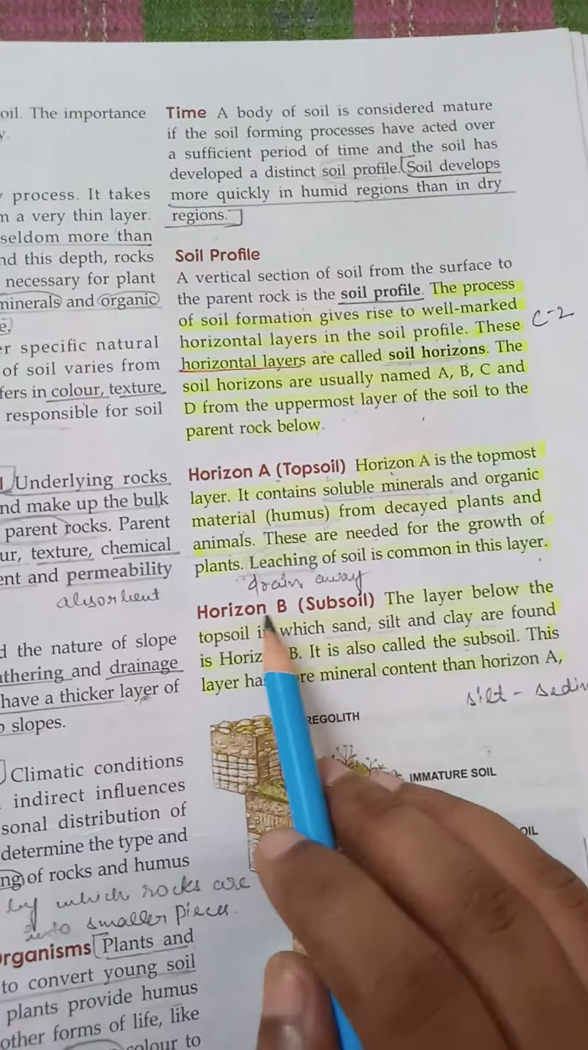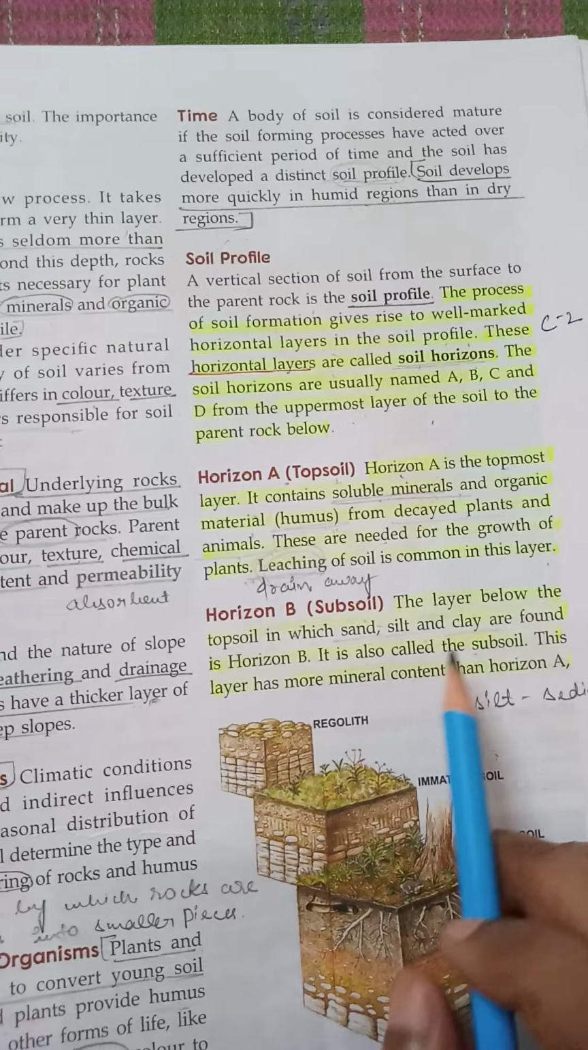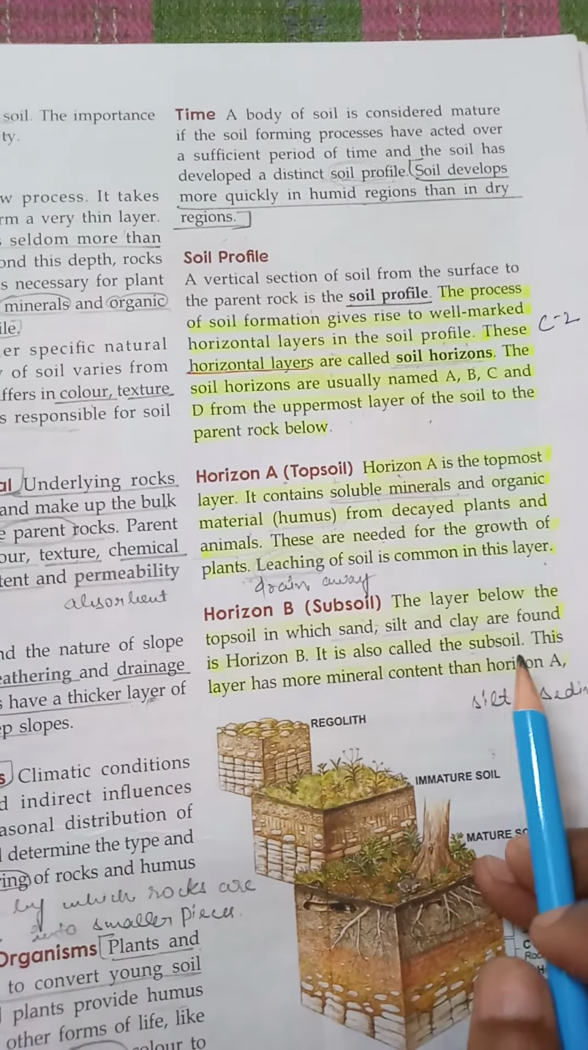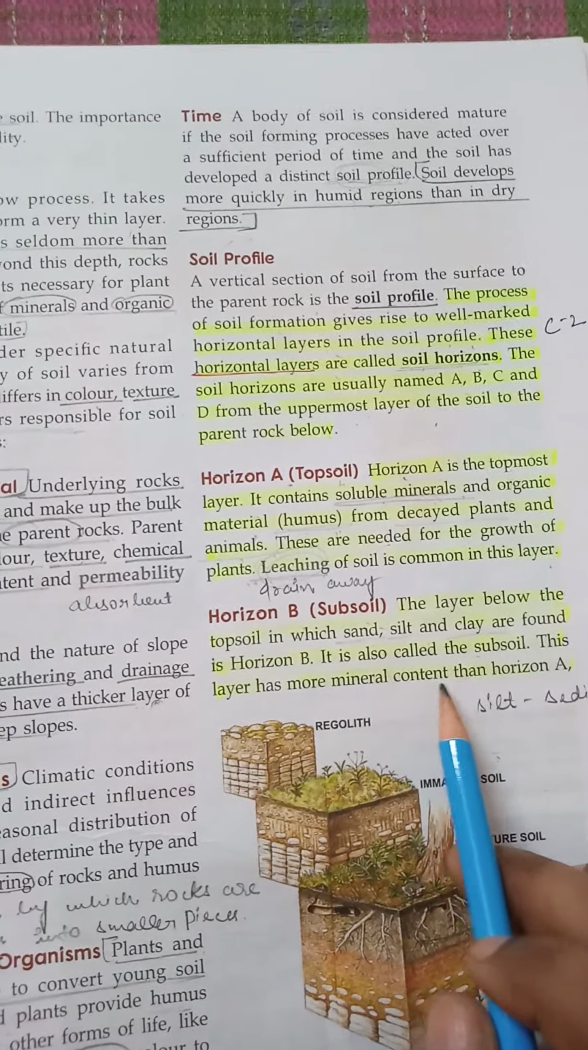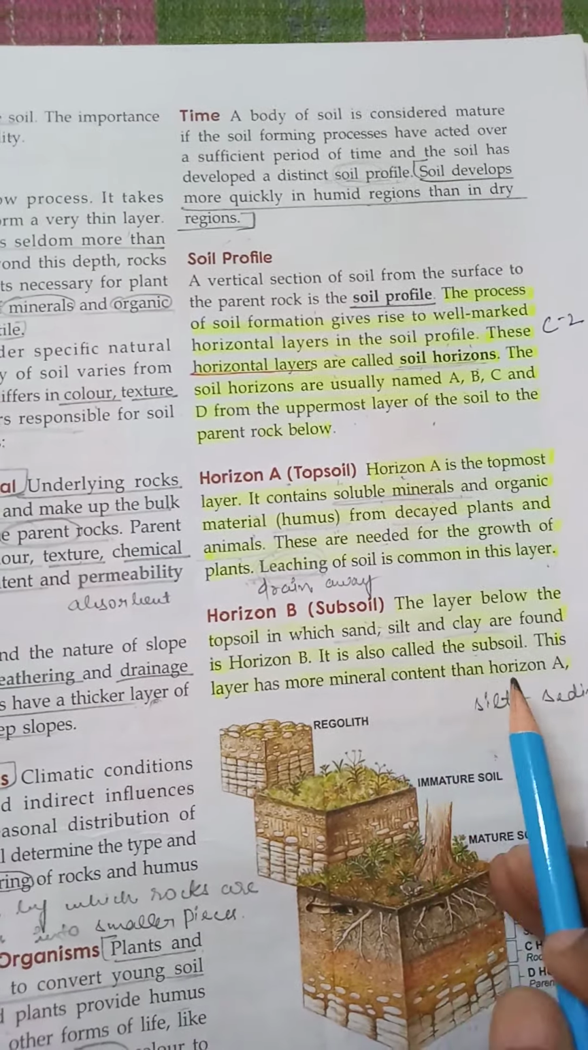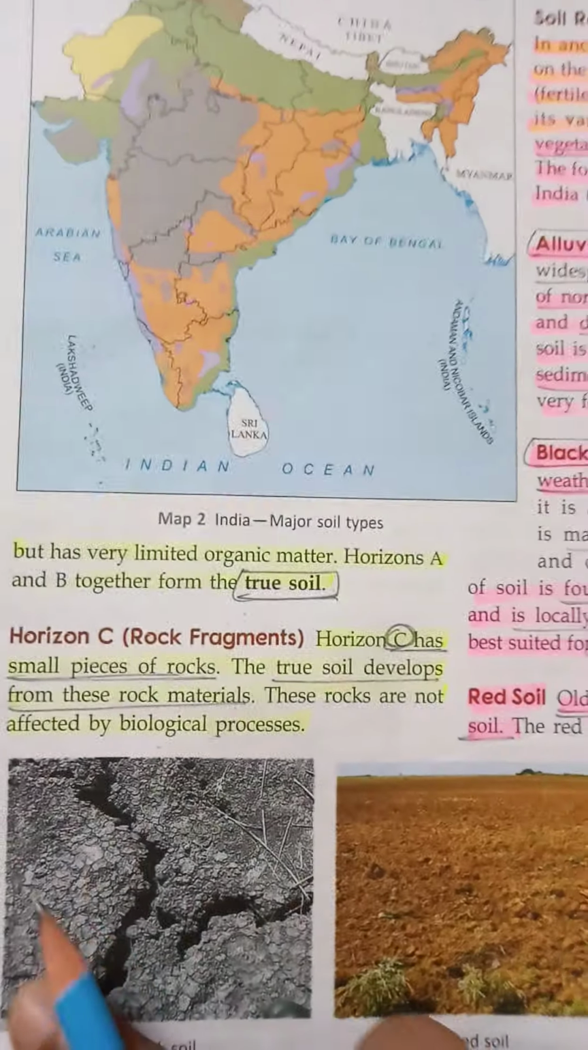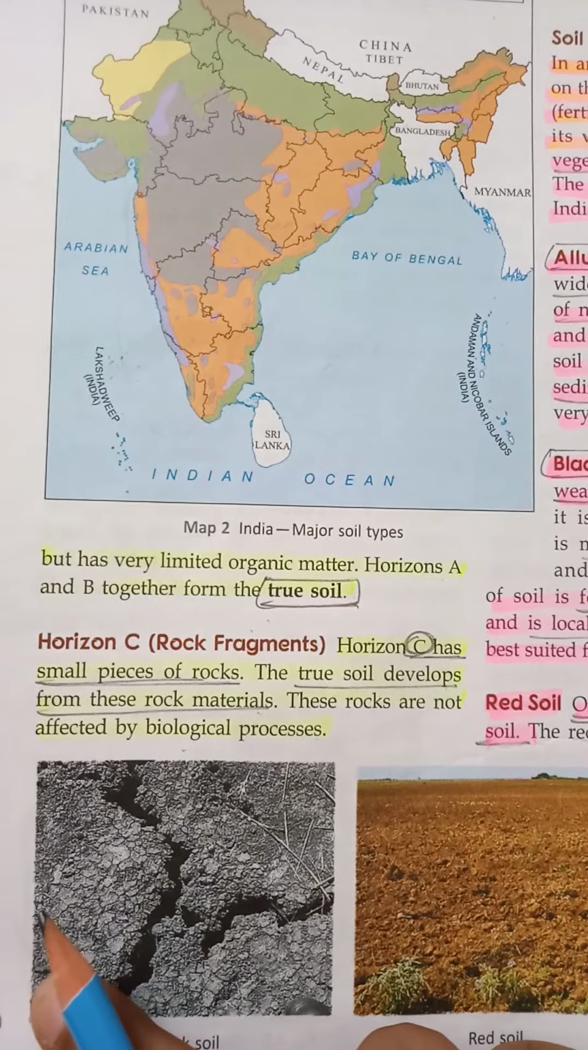Horizon B, that is subsoil. The layer below the topsoil in which sand, silt and clay are found is horizon B. It is also called the subsoil. This layer has more mineral content than horizon A, but has very limited organic matter. Horizon A and B together form the true soil.